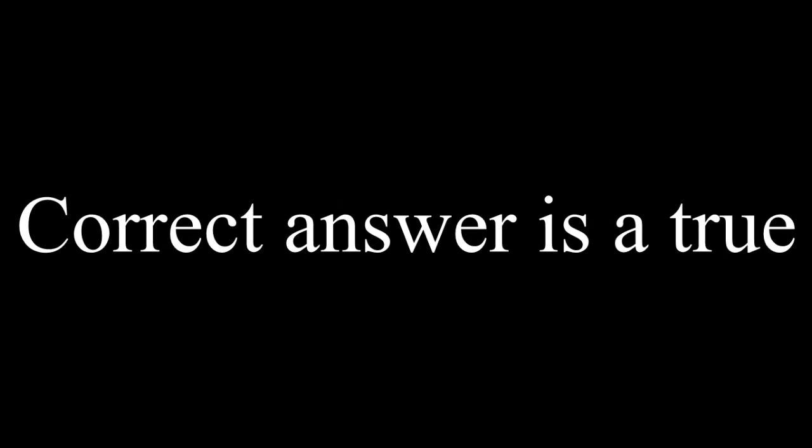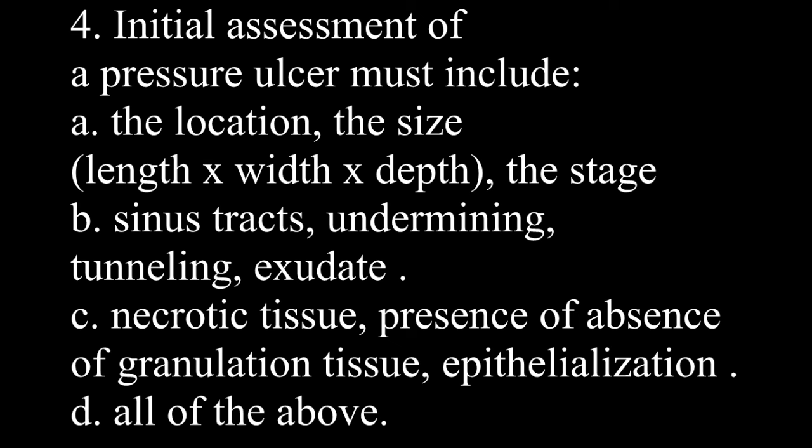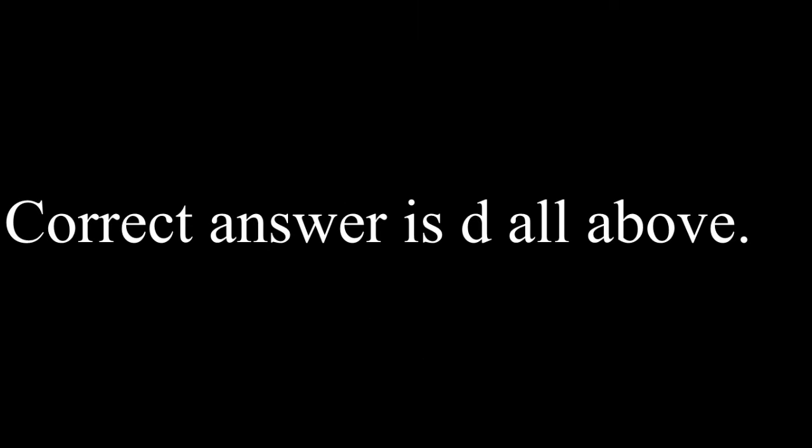True. 4. Initial assessment of a pressure ulcer must include A. The location, the size, length x width x depth, the stage. B. Sinus tracts, undermining, tunneling, exudate. C. Necrotic tissue, presence or absence of granulation tissue, epithelialization. D. All of the above. Correct answer is D. All of the above.